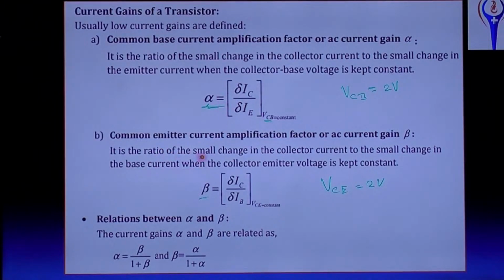And the common emitter current amplification factor is beta. In CE mode, the current gain will be beta. Beta equals delta IC by delta IB. Delta IC is the change in collector current, delta IB is the change in base current, at constant VCE, the collector emitter voltage. And the relation between alpha and beta: alpha equals beta by 1 plus beta, and beta equals alpha by 1 minus alpha. You can note down these formulas.